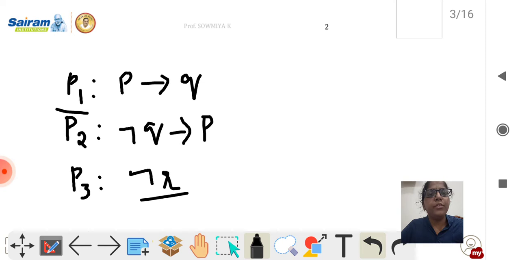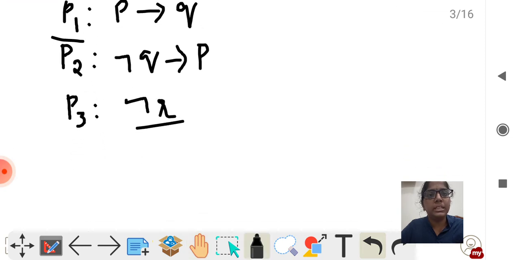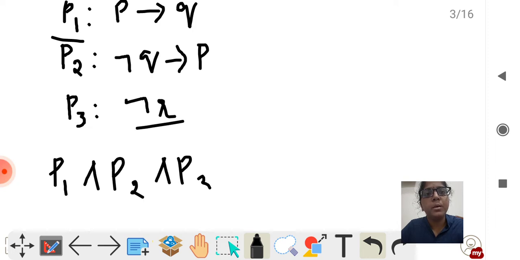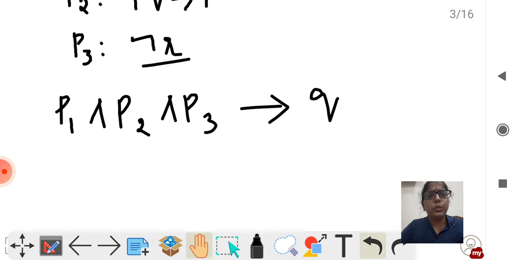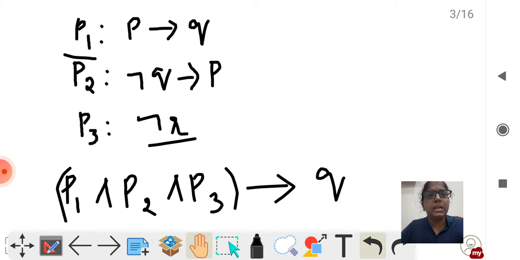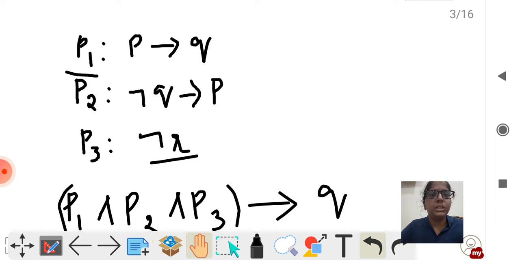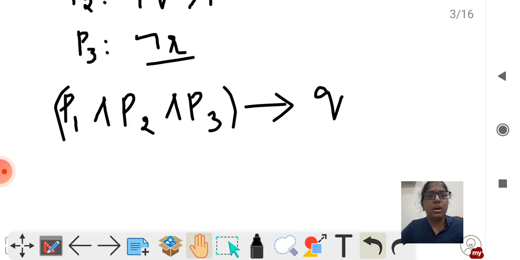Okay. So how will you connect all these premises? It is nothing but P1 and P2 and P3 must imply Q. Here Q is called the conclusion. Always Q must be the conclusion. So what premises do we have? P1 is P implies Q. P2 is negation Q implies P. And P3 is negation R, right?